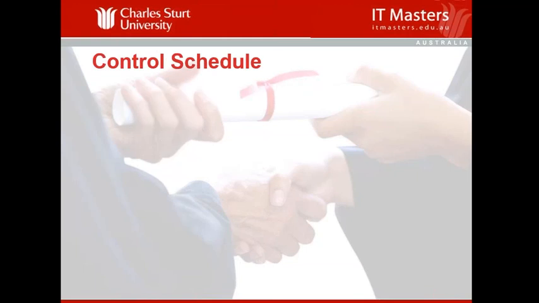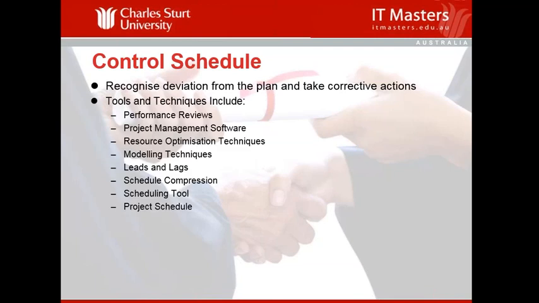We move on to the next process, which is control schedule, and we recognize deviation from plan and take corrective action. So we look at how we're going, we look at the actual time that's been spent, and we say, look, we're going over schedule, we need to do something about it. Tools and techniques include performance reviews, using project management software to help you, using resource optimization techniques, etc., etc. All these things are part and parcel of the tools of controlling your schedule.